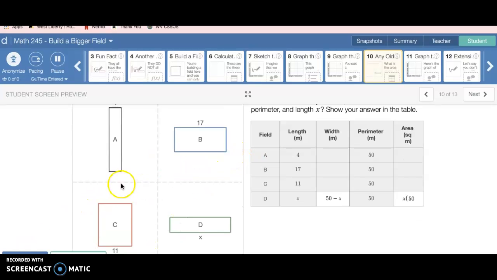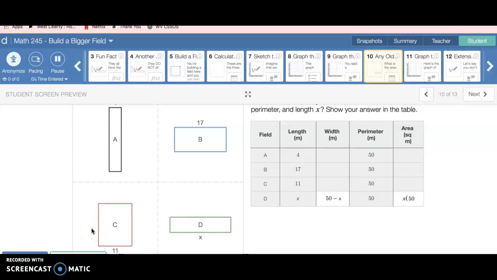For problem C, we have 11. That is the number that they give us. So we would take 11 plus the 11 on the other side and get 22. So 50 minus 22 is 28. That means we have 28 to divide between these two sides.